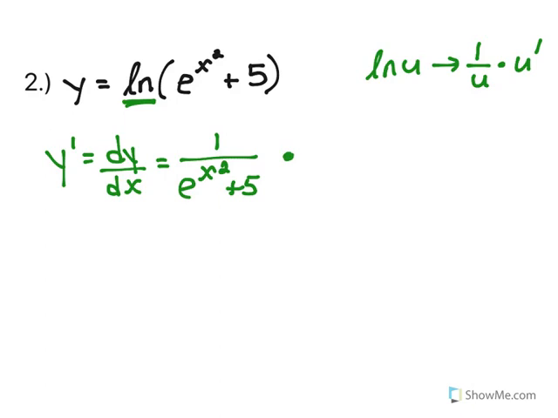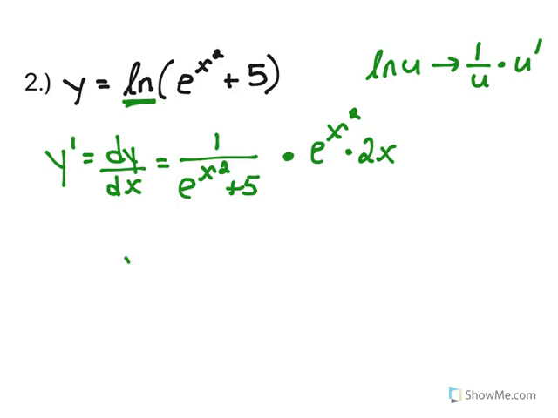Now the derivative of e to the x squared is itself times the derivative of the exponent. The derivative of x squared is 2x. And then the derivative of 5 is 0. So you can write the plus 0. We don't really need it there, though, because adding 0 doesn't change anything, okay?